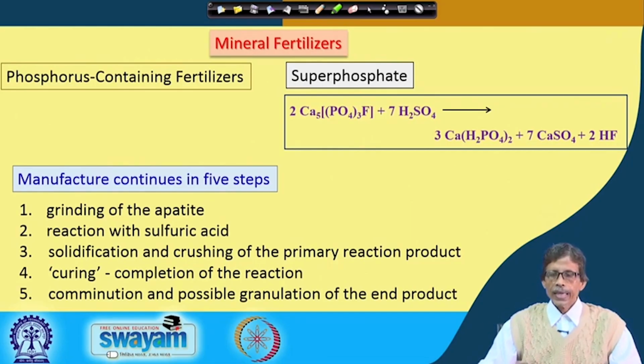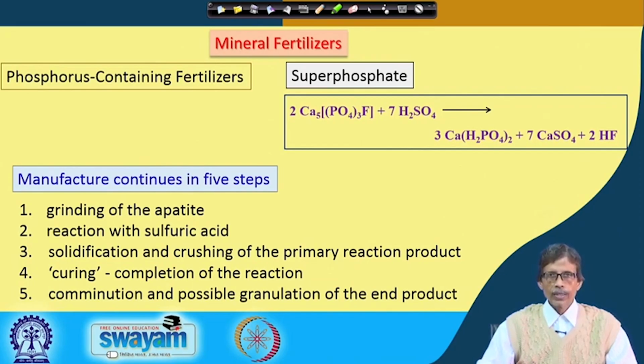So, what you get, initially something is settling down. So, all the sulfuric acid is being absorbed by your powder material, giving you initial solidification. So, that solid product, at the next level, we just crush it from that reaction product. Then we go for curing of that particular product till we allow the completion of the reaction. We finish the reaction after initial solidification, breaking the solidification. Then comminution of the possible granulation of the end product.